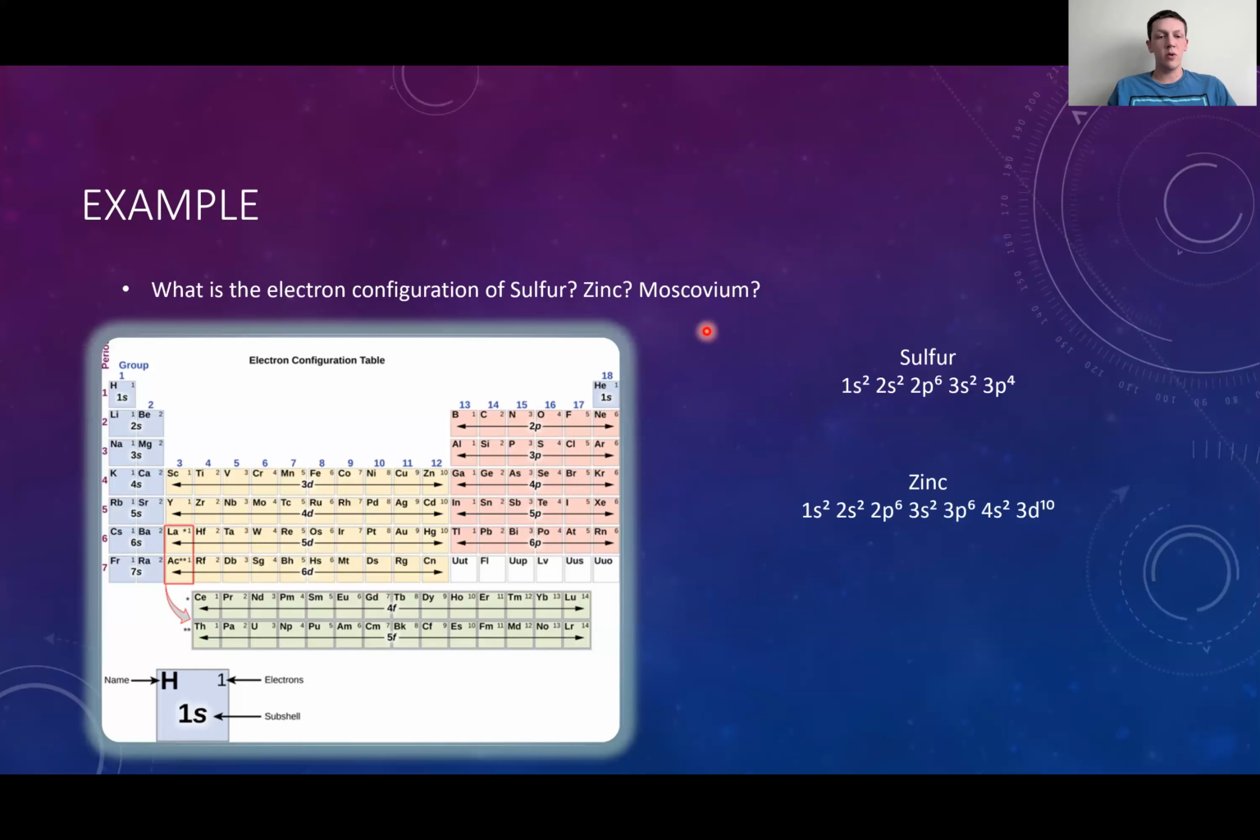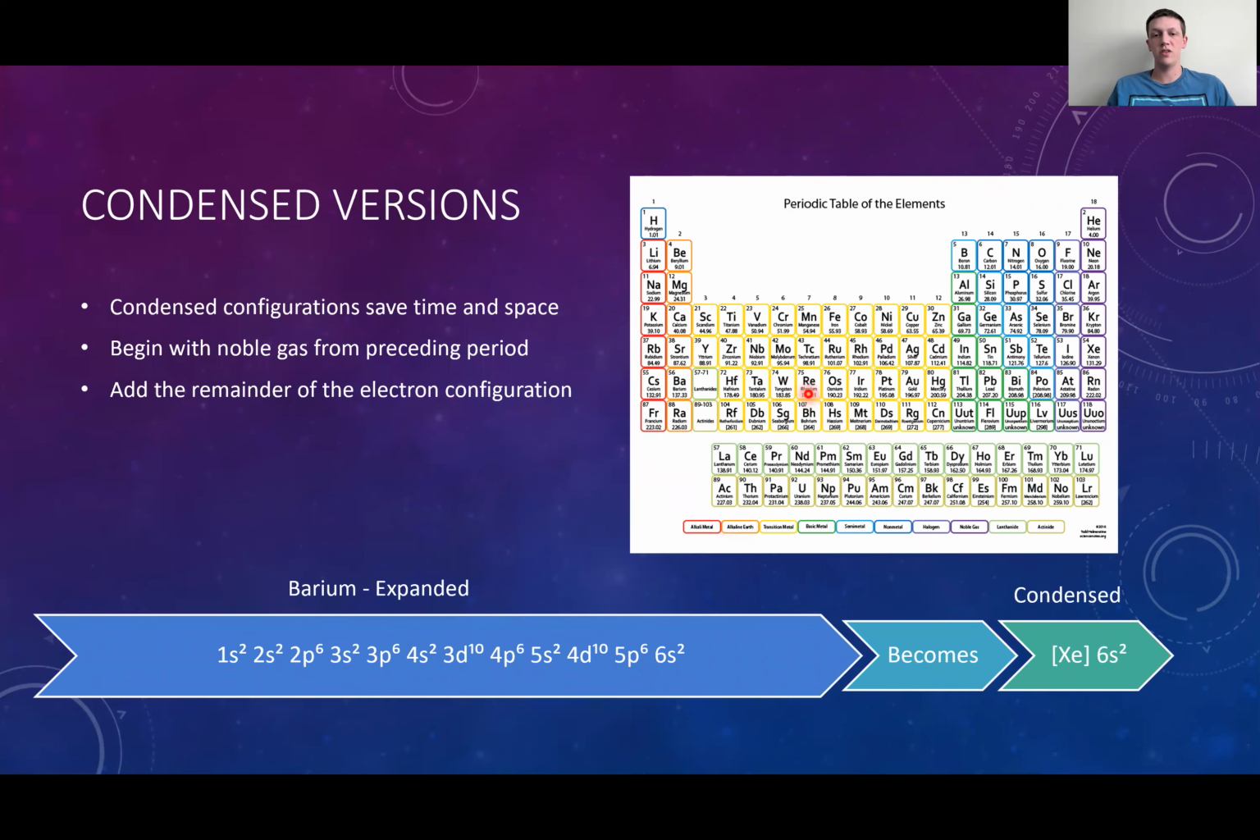And as you keep going down the periodic table, obviously these will get longer and longer and longer. So I've included this one, moscovium, which is down here in the periodic table. And you can see here that this is what the electron configuration looks like. It's really big, that's a lot to write, especially if you don't have a lot of time. And it's easy to mess this up and put the wrong numbers, the wrong letters. And so there's an easier way that we can write these configurations, and that is using the condensed versions.